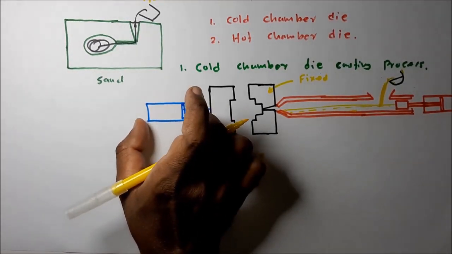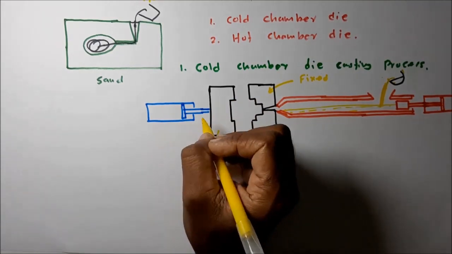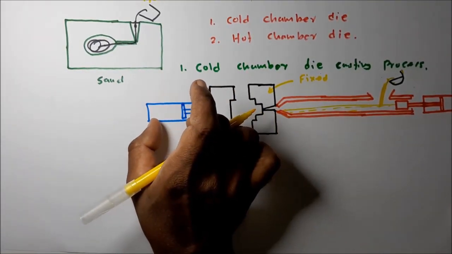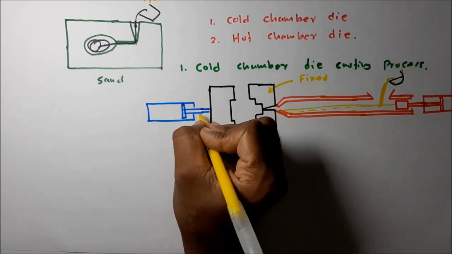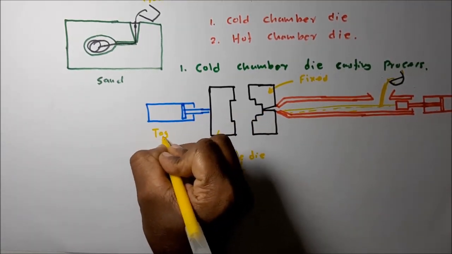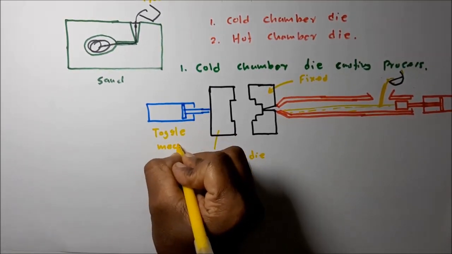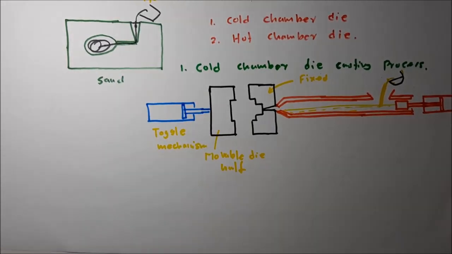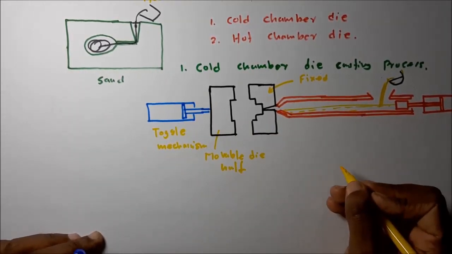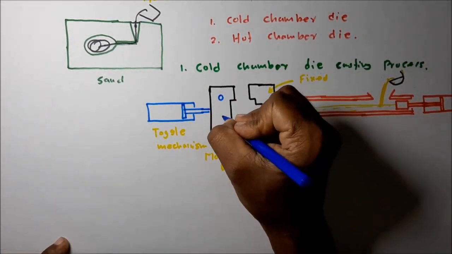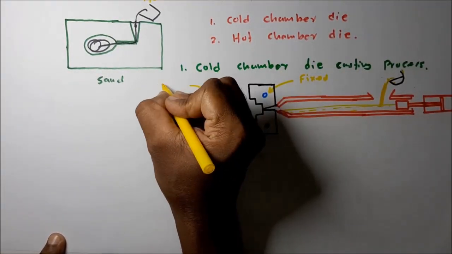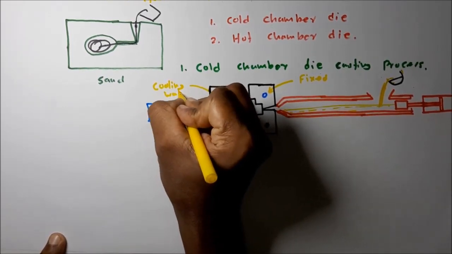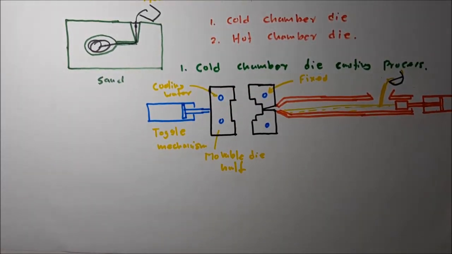The hydraulic toggle mechanism is used. I drew a simplified diagram here, but a hydraulic toggle mechanism is used. And this is the hydraulic cylinder. Here there are also water cooling channels, cooling water channels.